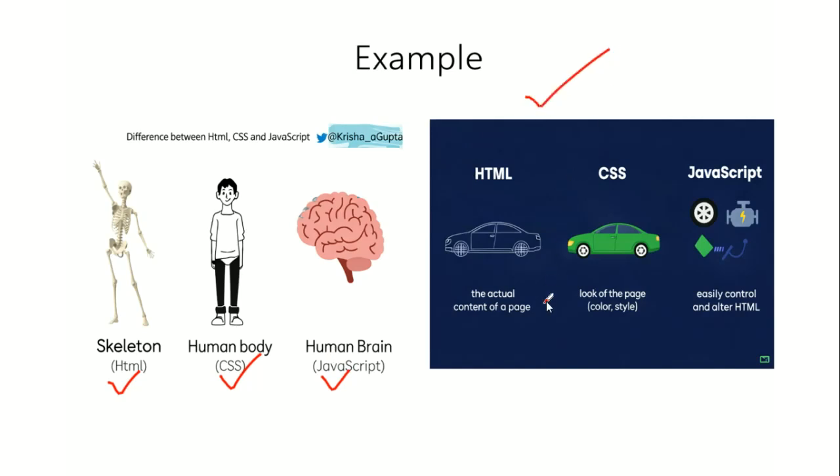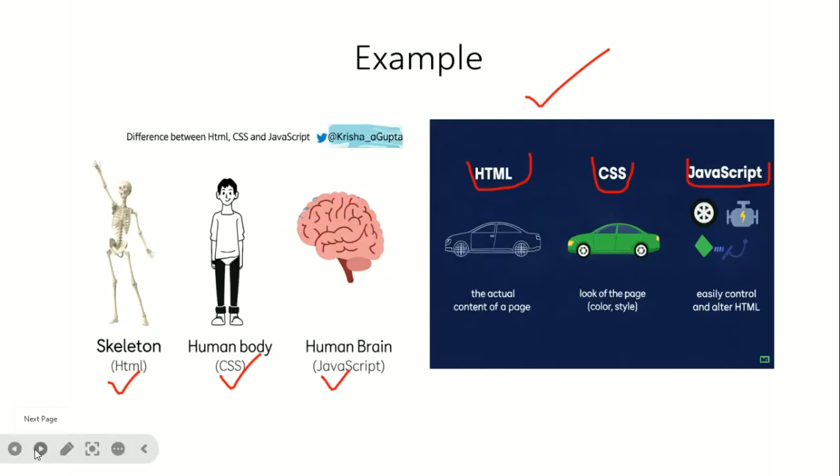The second picture, what does it indicate? There is a car in this picture. The car without color is HTML. With the color, it is CSS. And without the engine, will your car drive? No, it's not possible, correct? That is the reason the JavaScript engine is also important to drive your web pages. Easily we can control and alter the HTML using the JavaScript engine. These are the two examples I have shown you.